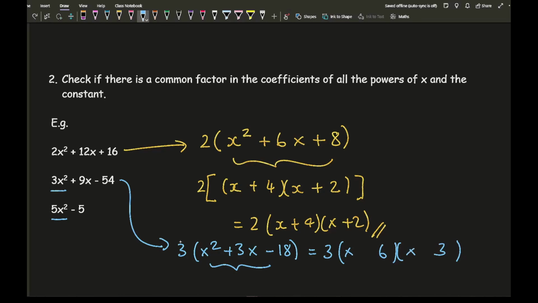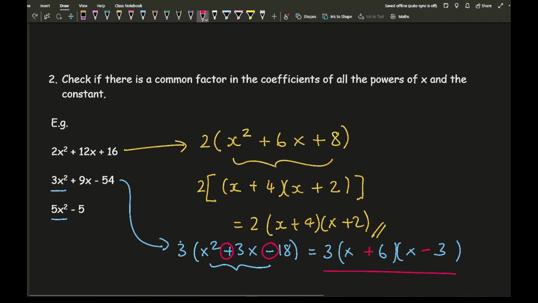And then I just got to decide on the sign. So this is always the sign of the bigger number. So 6 is bigger, so that's going to be a plus. And this is a minus, which means the signs are going to be different. So the answer then is going to be 3 lots of x plus 6, x minus 3.